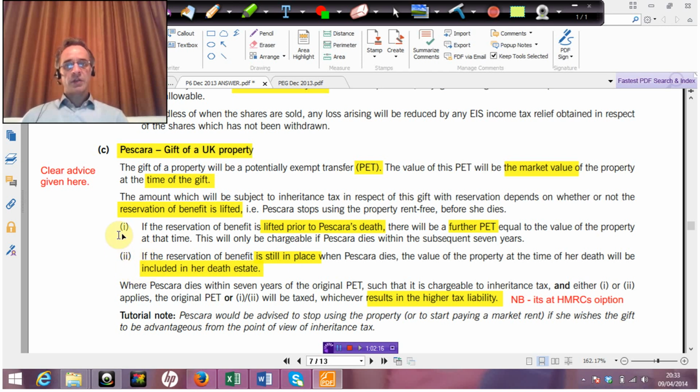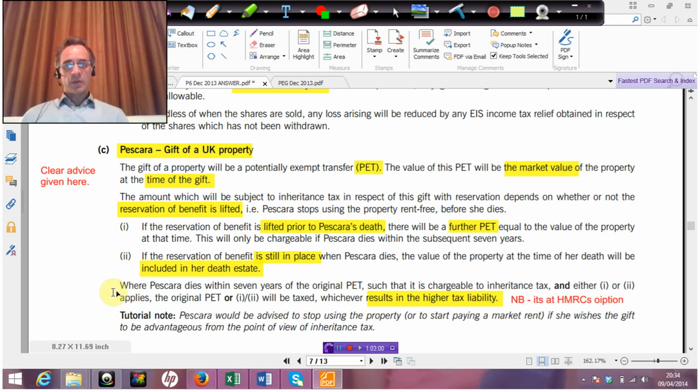But let me also take you to this option here. And this option really is that if the reservation of benefit is lifted prior to Pescara's death, there'll be a further PET equal to the value of the property at that time. And then this would only be chargeable if Pescara dies within the subsequent 7 years. So I guess what we're talking about is 3 options: 1, 2, 3. Normally, what the examiner will do is go for this one and this one, i.e. either it's treated as a PET, it may become chargeable, or it's simply included in the estate at death, and that's highly likely to be the larger value.